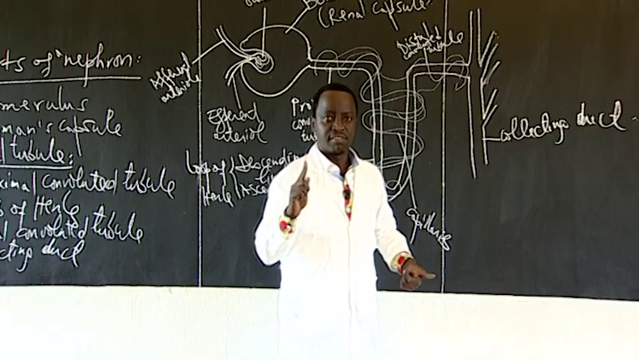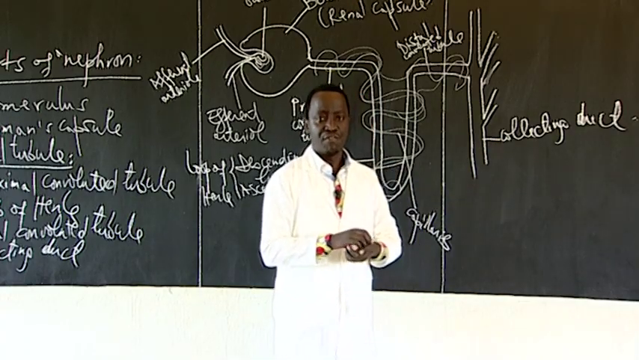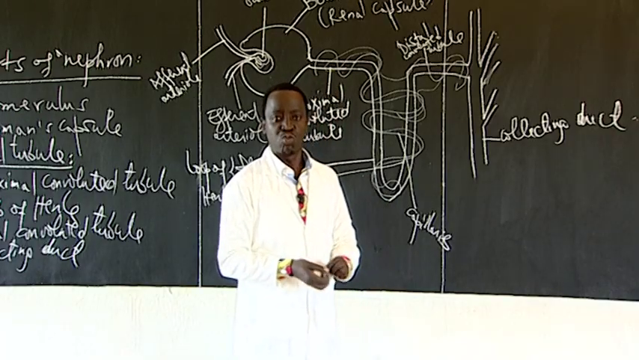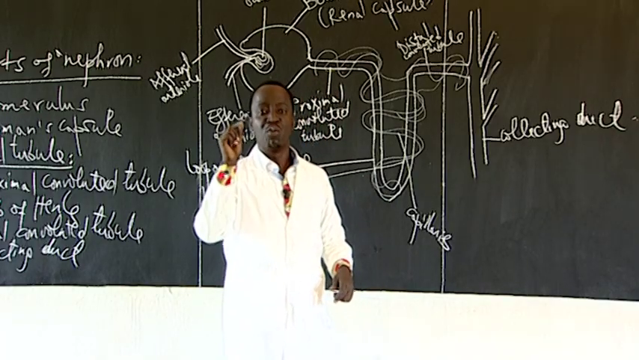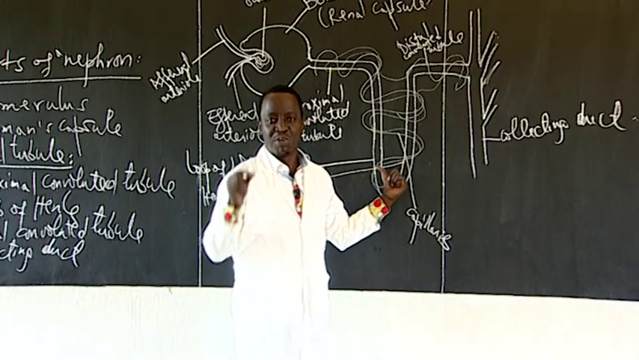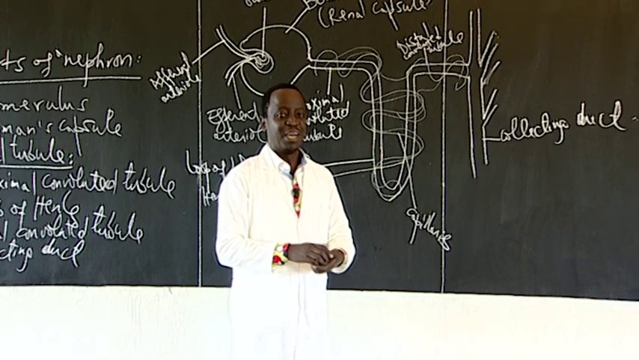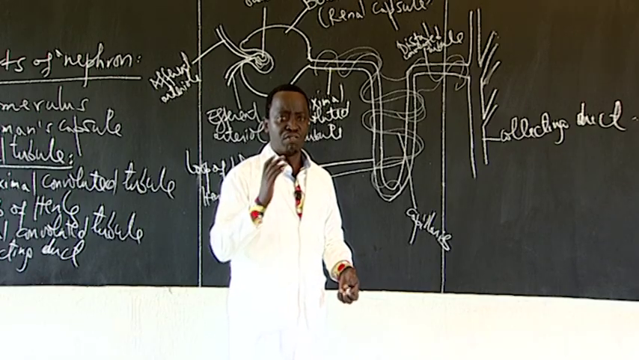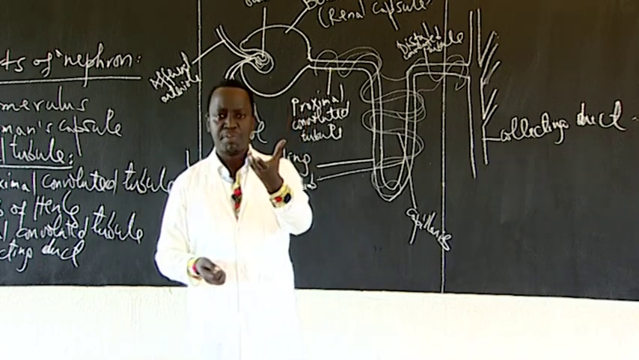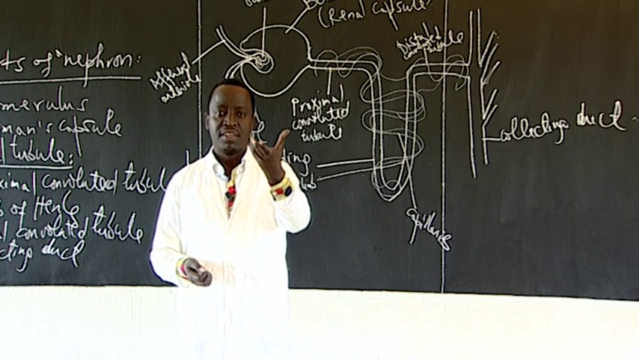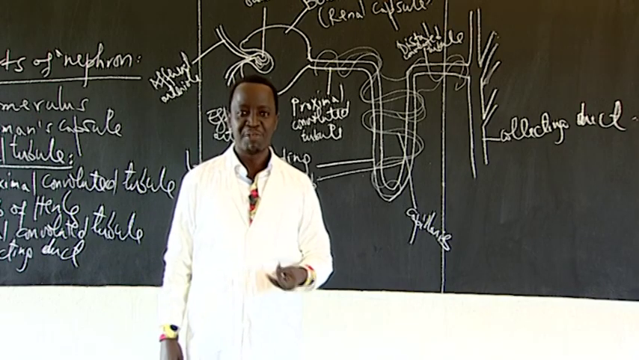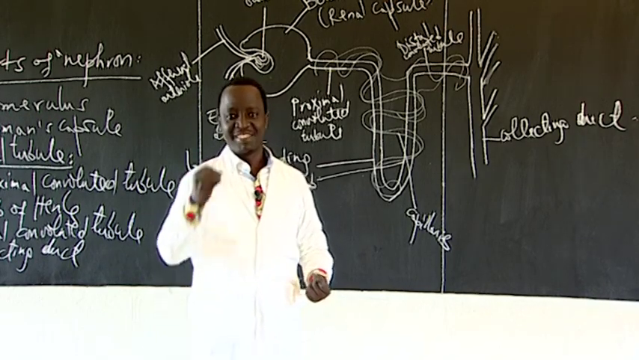My friends, pay attention, follow. Because for urine formation to occur, we need this nephron. So you will follow, then you will get something. Are you understanding this structure of the nephron? Who can try to define what a nephron is?